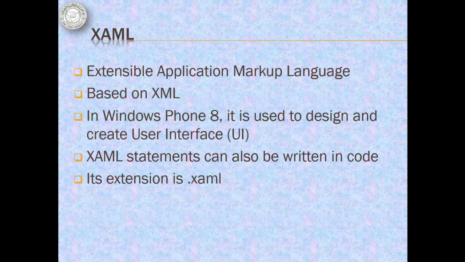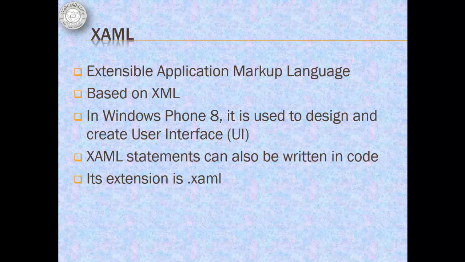XAML stands for Extensible Application Markup Language. It is based on Extensible Markup Language or XML. In Windows Phone 8, it is used to design and create a user interface. What you can do in XAML can also be done through Code Behind. Its extension name is .XAML. We already explained XAML a little in the third part of this tutorial, but we will discuss its structure a little further.